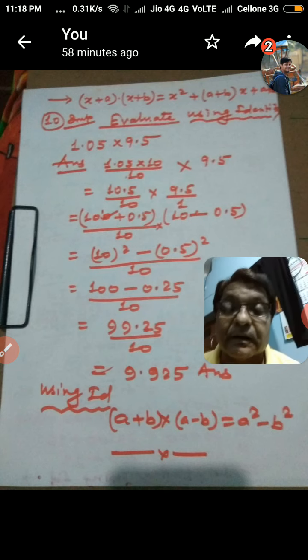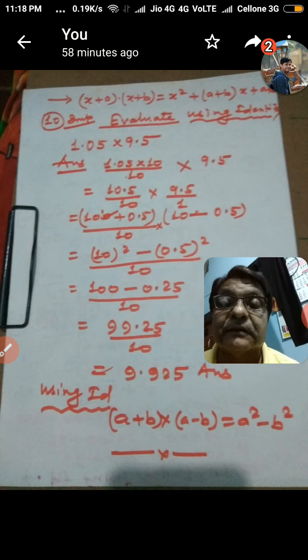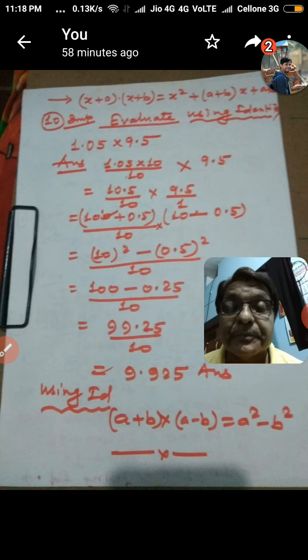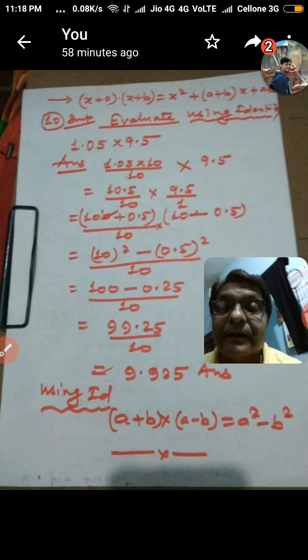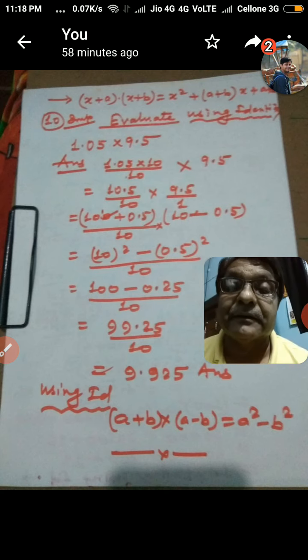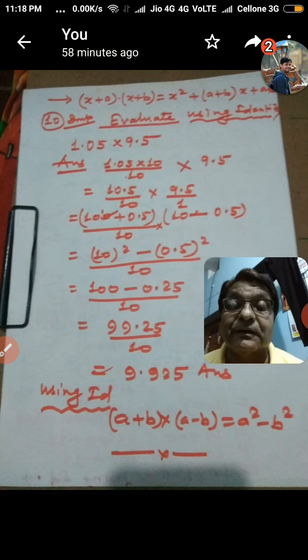Today in our online class teaching, I cited this example. When I gave them practice work, one student immediately told me, sir, you have written it wrong. I asked, what happened? He said it should be 10.5 into 9.5, then only the identity will suit, otherwise there is no identity on which it can be based.